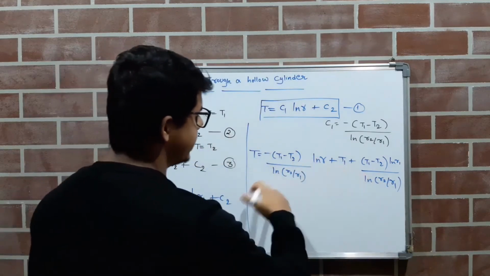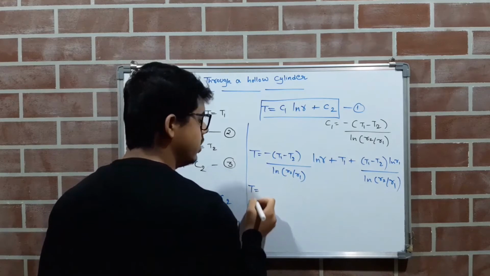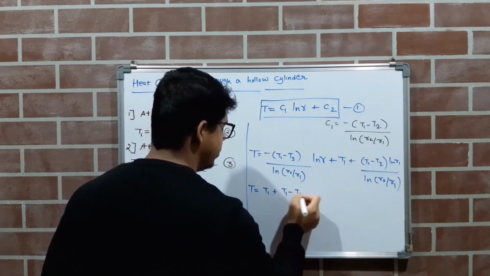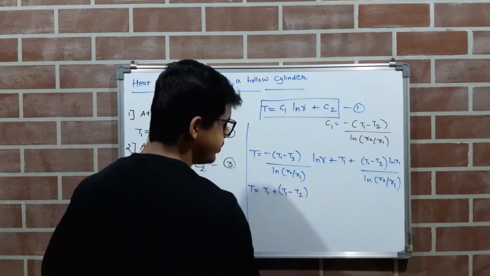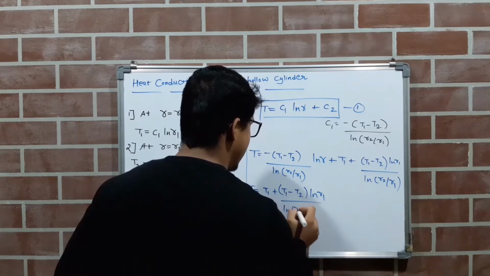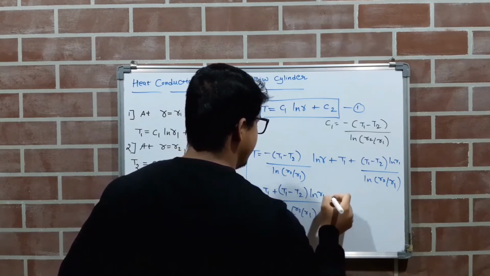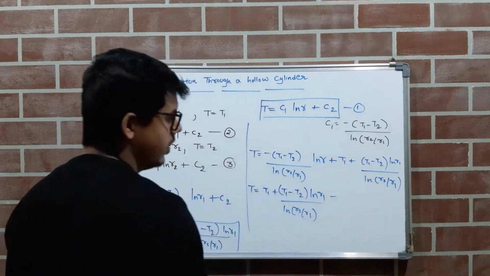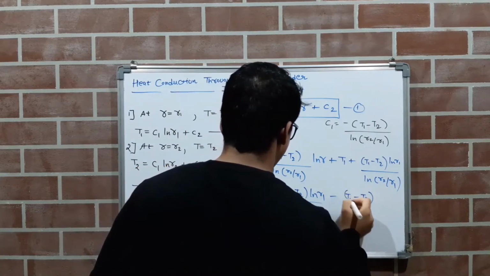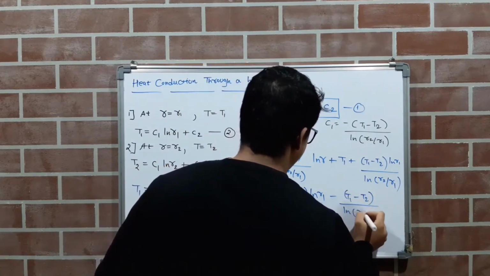If you rearrange this equation, then we will get T equals T1 plus T1 minus T2 into ln r1 upon ln of r2 by r1 minus T1 minus T2 upon ln of r2 by r1.